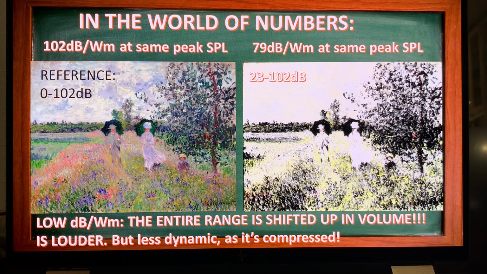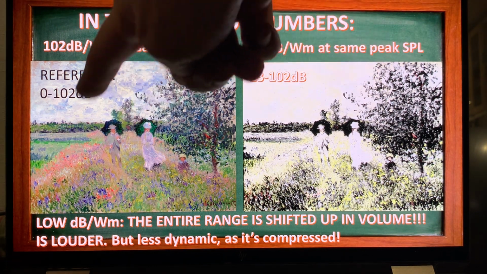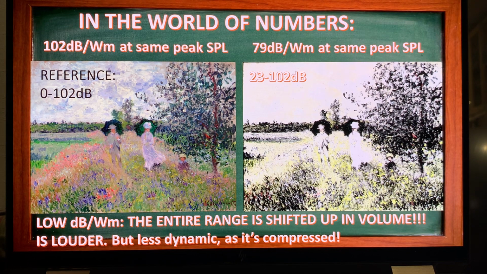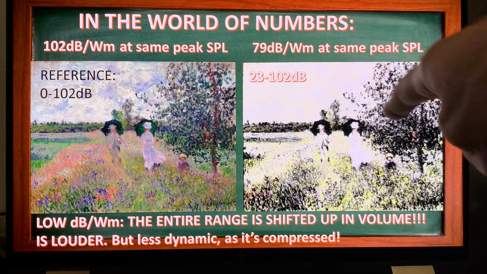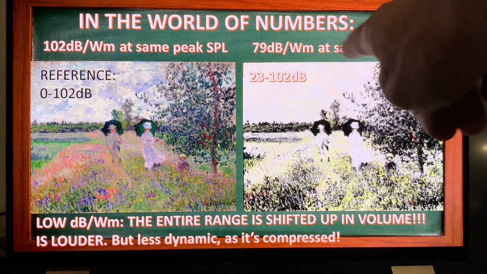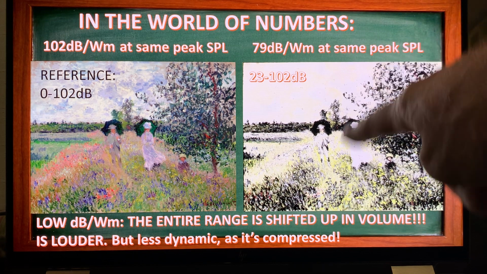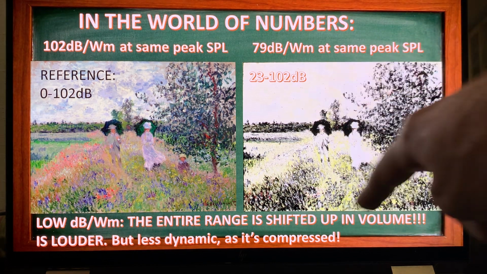So let's say the original of this Monet painting was the 112 dB, which is the full efficiency, the 100% sensitivity. Then if you have a 102 dB ultra efficient loudspeaker, it would present to you in that detail. If you have a 79 dB efficient loudspeaker, then it would present to you in these details.